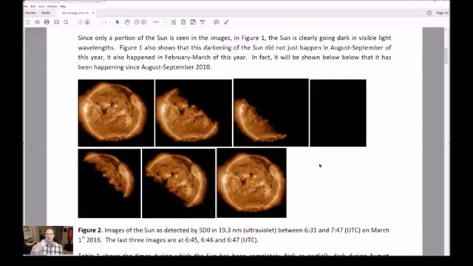Figure 1 also shows that this darkening of the sun did not just happen in August and September of this year, it also happened in February and March of this year. Every 6 months? In fact, it will be shown below that it has been happening since August or September of 2010.